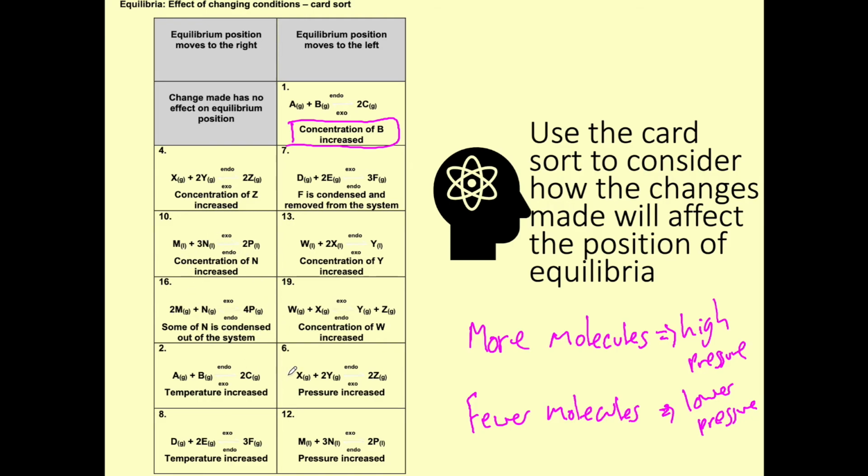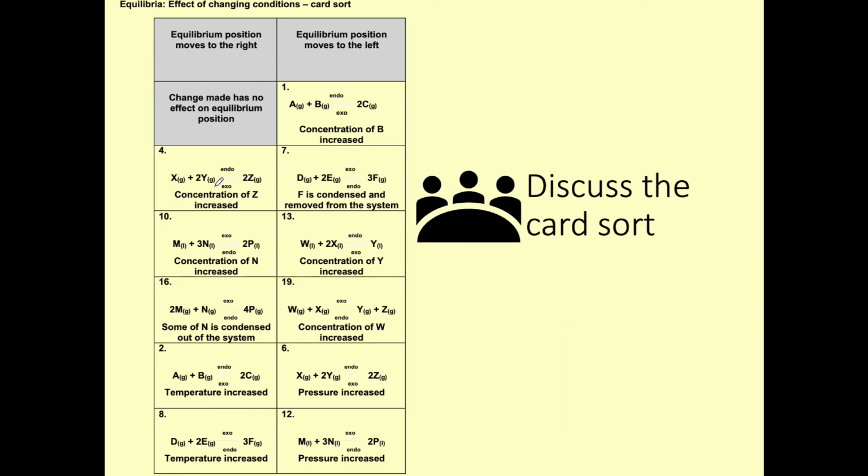With addition and removal of substances, think about how the equilibrium could shift to replace or remove such substances. So just have a think about those using the card sort. Try and predict what the equilibrium is going to shift to do. And then once you have done that, if you can join your class teacher on Teams, where you'll be able to discuss the card sort with each other and your class teacher.